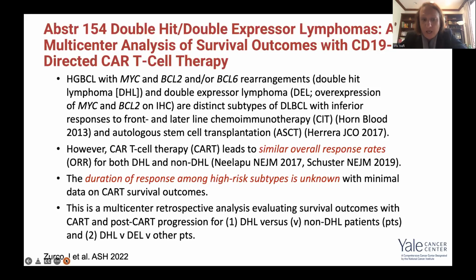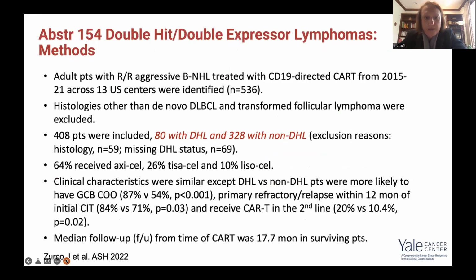groups. And so this multi-center retrospective analysis evaluated survival outcomes with CAR-T, and also what happened to patients with double-hit lymphoma or dual overexpressor who progressed after CAR-T. And there was a large group of patients. They looked at 408, 80 of which had double hit and 328 non-double hit. Some of them received axi-cel, some tisa-cel, and a minority received liso-cel.